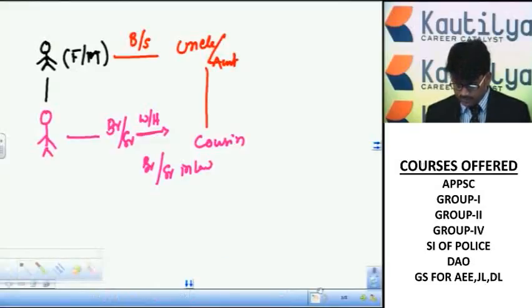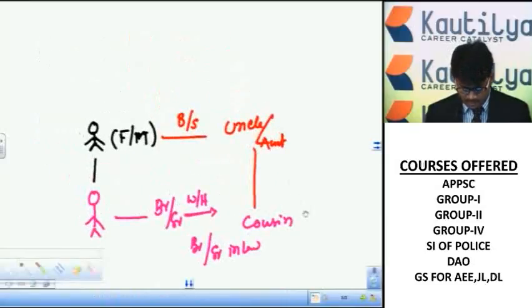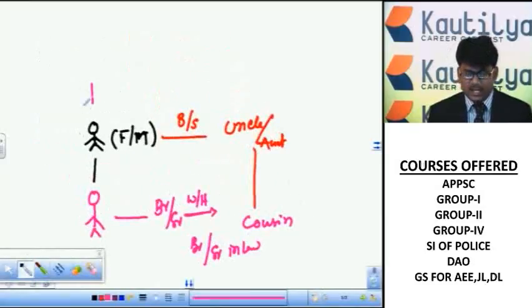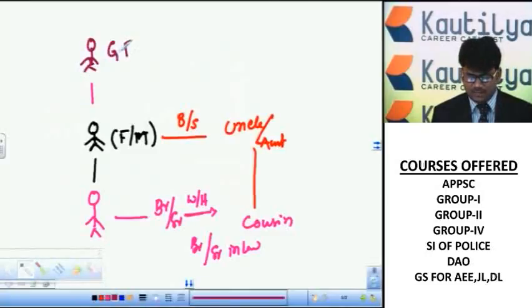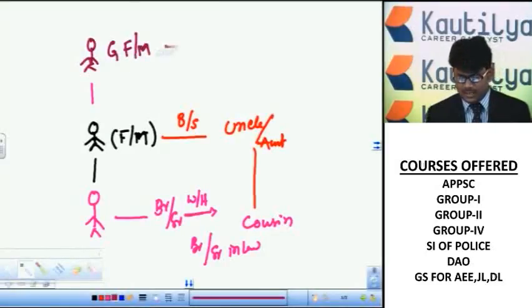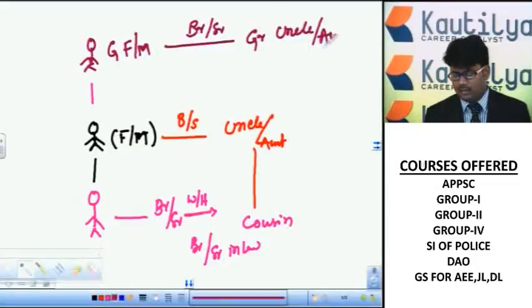Next, our father or mother has a parent; we take that person as a grandparent. We have to call them grandfather or grandmother. If that person has a brother or sister, we have to call them grand uncle or grand aunt.